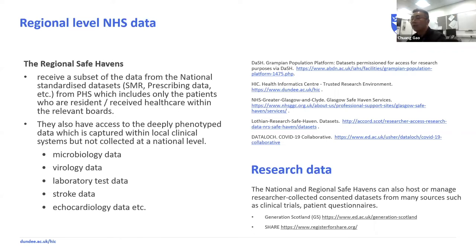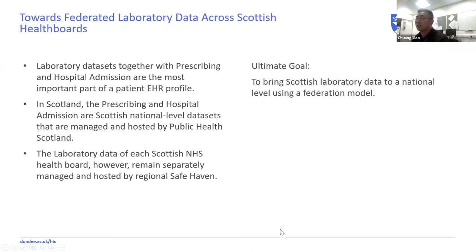And when a research project identifies you as one of the suitable cohort for them to conduct the research, they have the right to request your biosamples to be sent to them to conduct the research. So this is how SHARE works. It really helped quite a lot of research projects in Scotland here. It's a really good idea to do that.